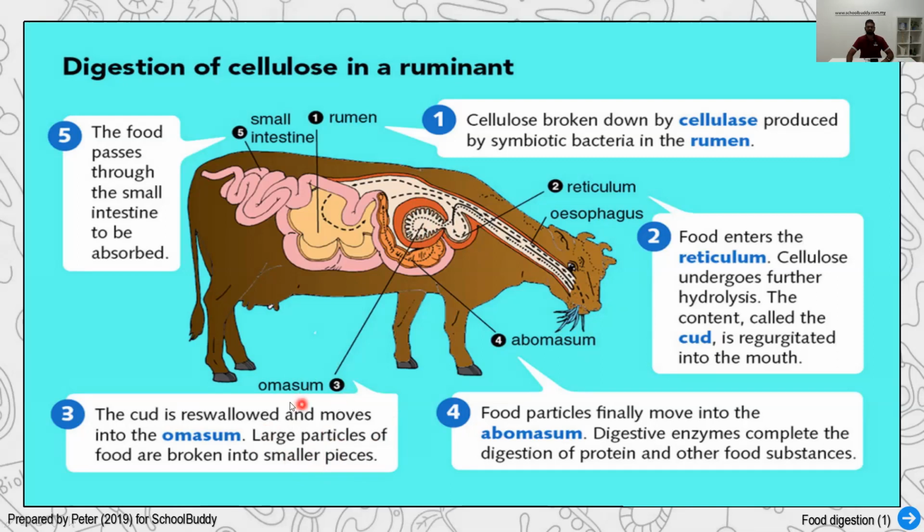After reaching the omasum, the small particles then move to the next part, which is the abomasum, and more digestion takes place because of the enzymes available there. They basically complete the digestion of the protein present in the grass and other food substances. So all the digestion happens more extensively in the abomasum.